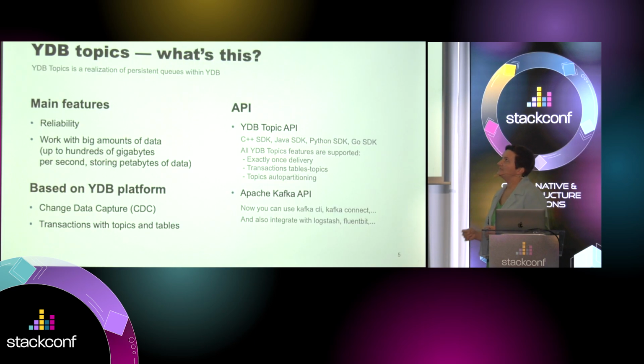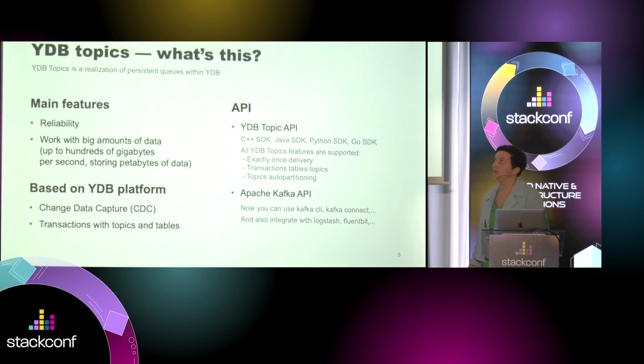So several words about topics. What are they? Main features. First of all, YDB topics is a realization of persistent queues within YDB. As I said, the nearest analog is Apache Kafka topics. If you worked with it, you know it. So the main features are reliability, which means no losses of data, and the possibility to work with big amounts of data. Our internal installation has an overall write speed of up to 200 gigabytes per second.